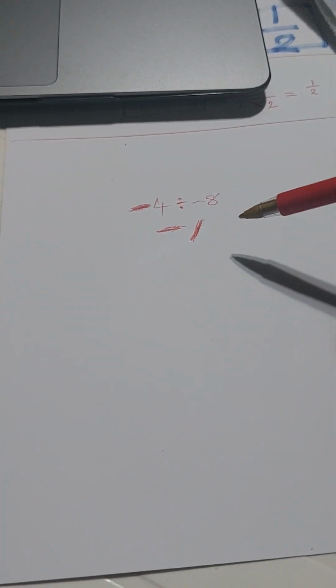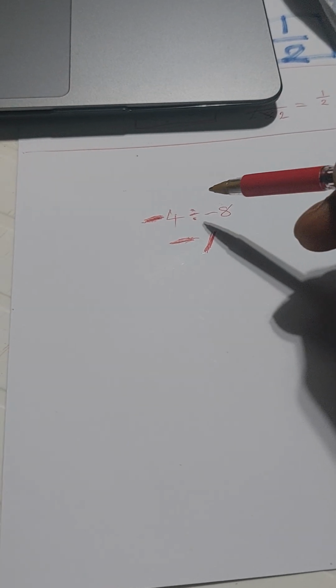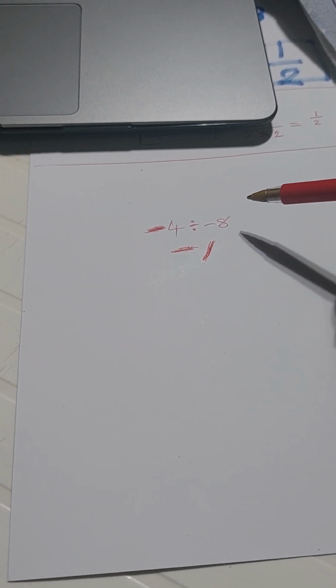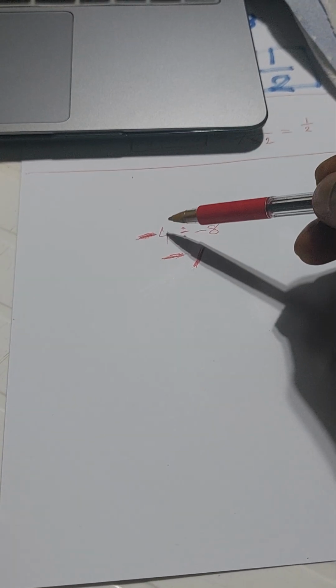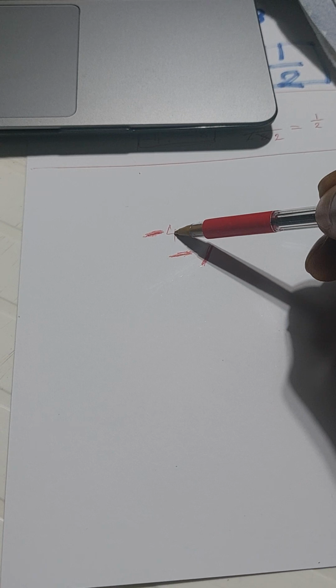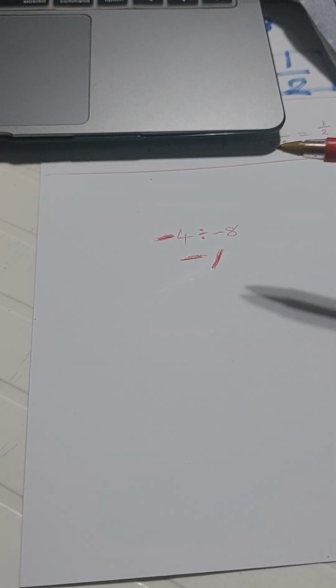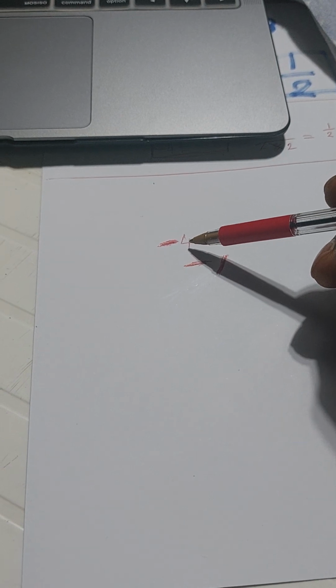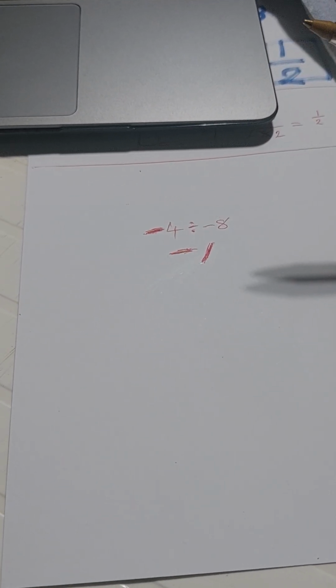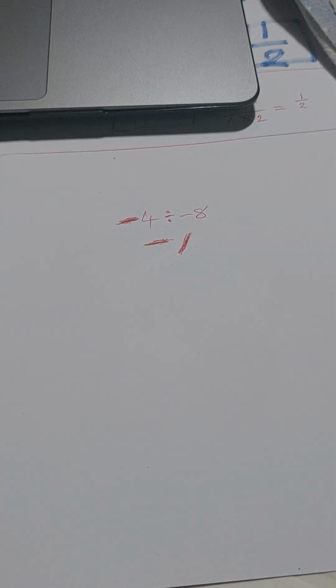So in a case like this, we are asked to divide this negative 4 among this negative 8. Let's take for instance, this 4 is an orange. Now you are asked to divide these 4 oranges among 8 people. That's just the logic here. So what do you do then in a situation like this?